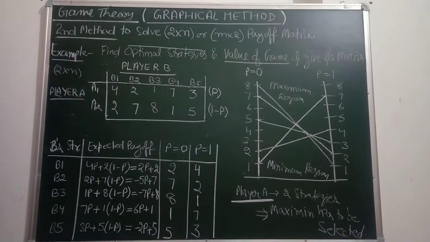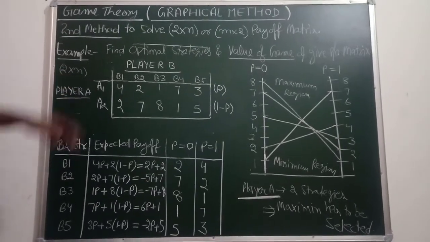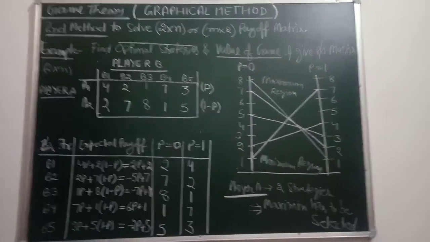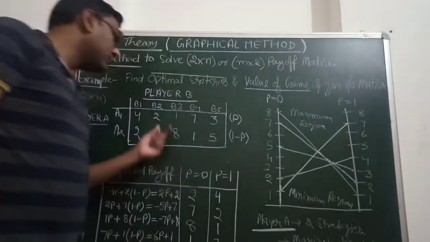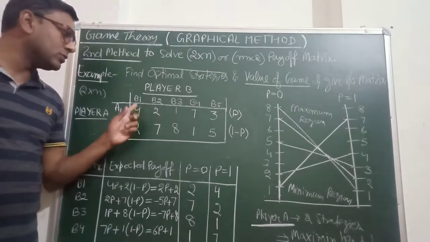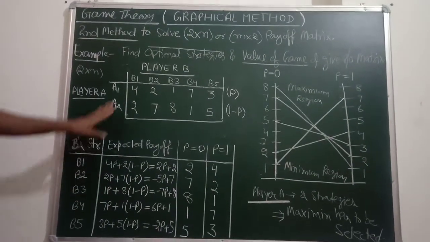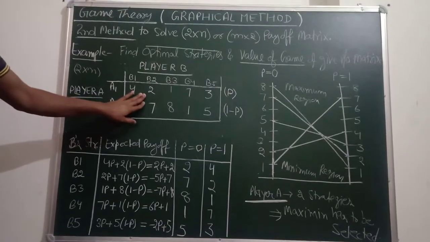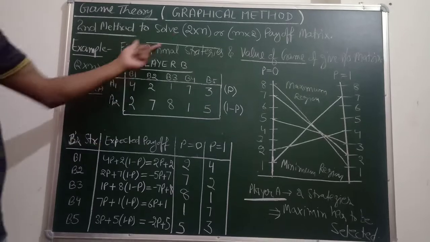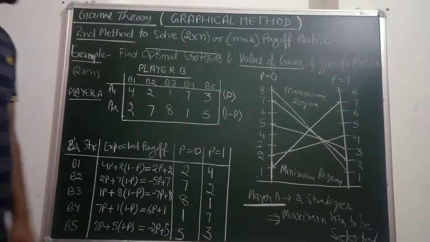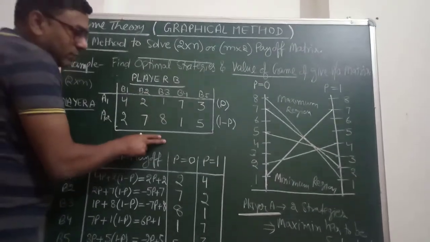In a previous lecture we used m into 2 types of payoff matrix. For solving a 2 into n or m into 2 type of payoff matrix, we have to reduce the given payoff matrix into a 2 by 2 matrix. We can use either the subgame method or the graphical method. In this topic our aim is to discuss the graphical method, so we will use that. We have to reduce this matrix to a 2 by 2 matrix.